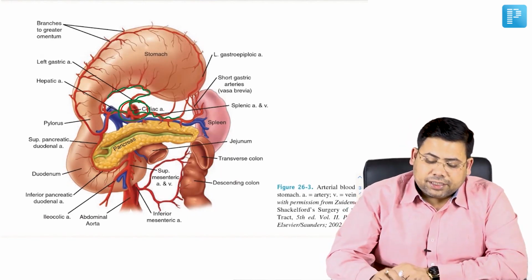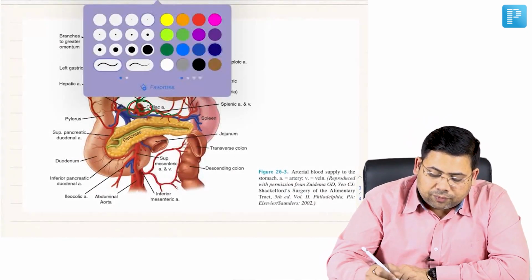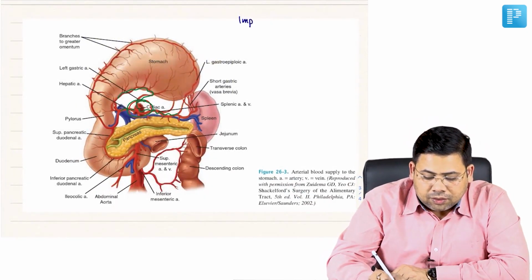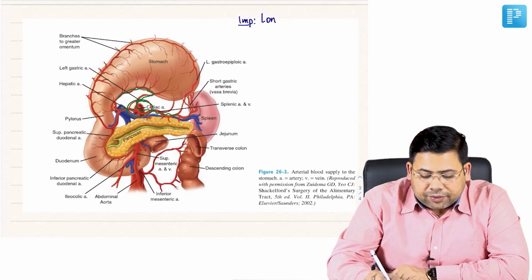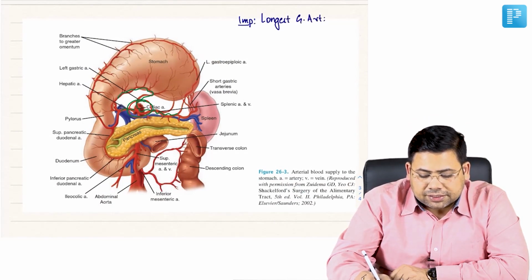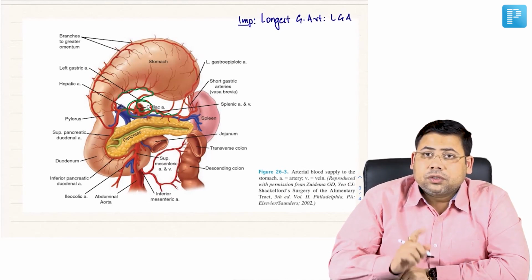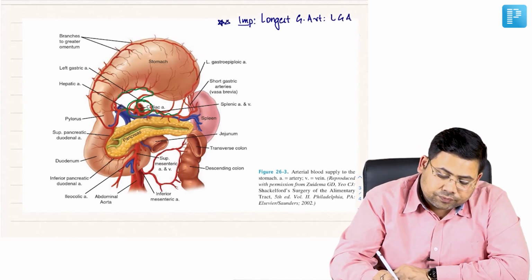Now try to understand what the important points in this are. Important is the longest gastric artery. The answer is the left gastric artery. Three questions are important on this.